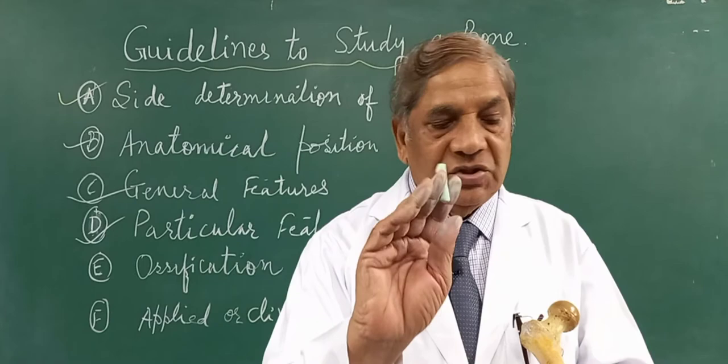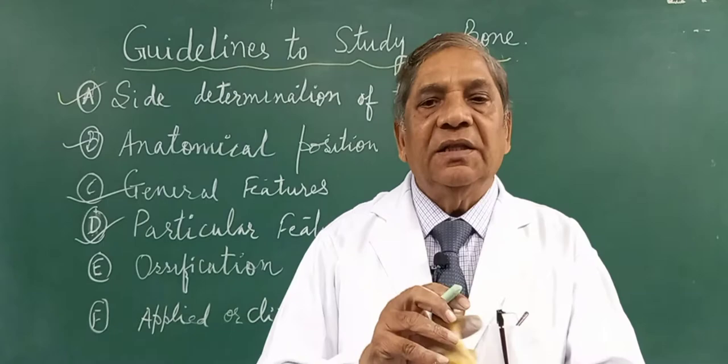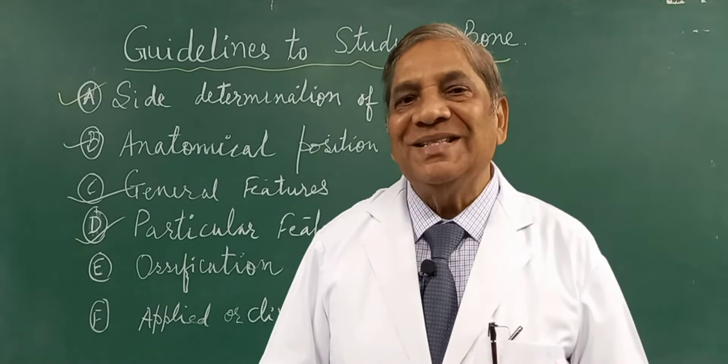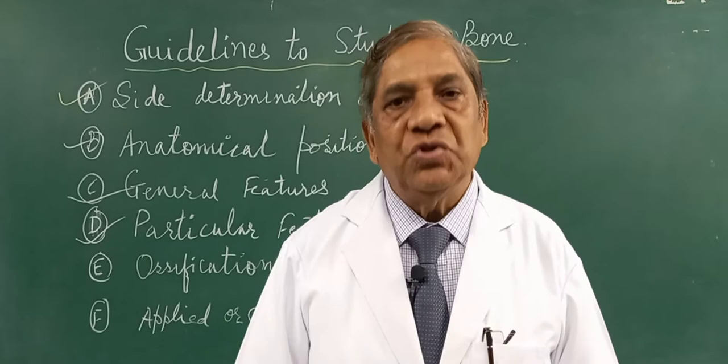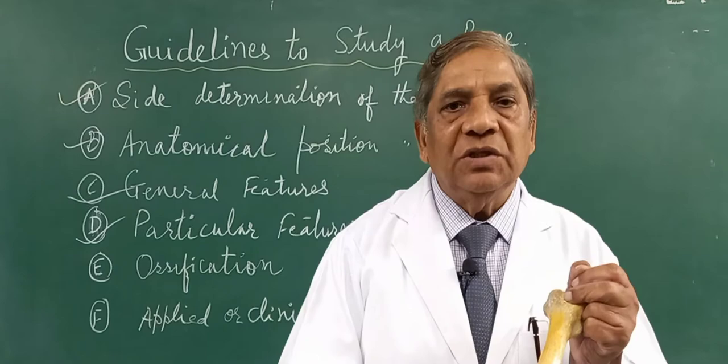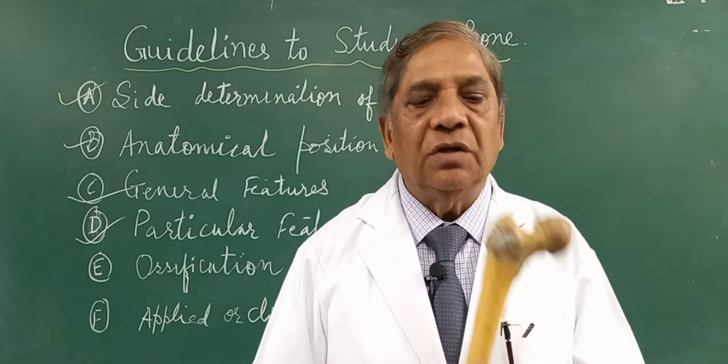So articular capsule ligaments, you are supposed to draw them with the green chalk, while the muscle origin with the red chalk, and the muscle insertion, that is tendinous insertion, with the blue chalk. Okay, the blood vessels: the artery red, the nerve yellow, and the vein again blue. So these will be the various structures which are in relation to, or attached on to the bone, that has to be learned, and that will come under the particular feature.